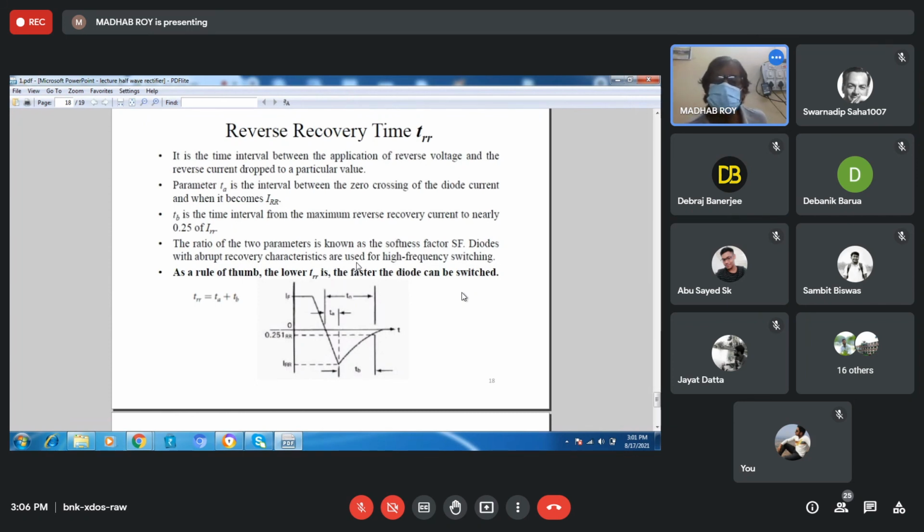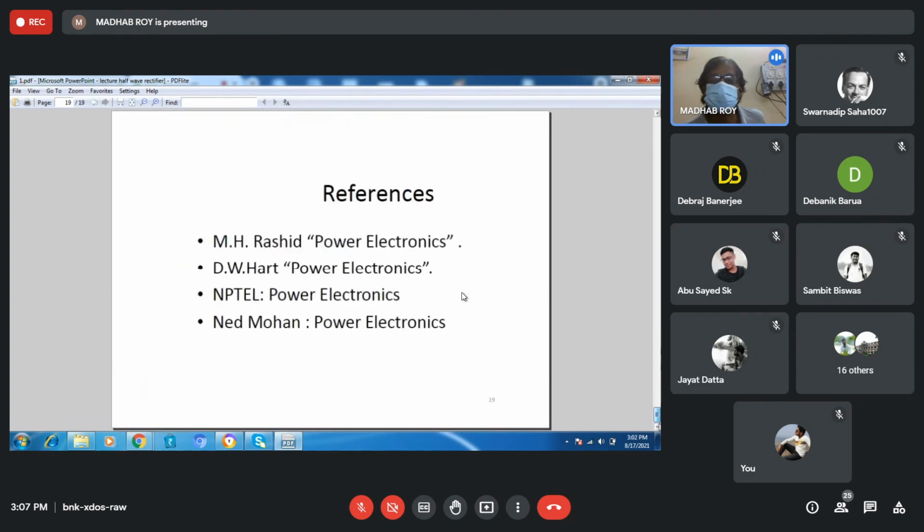That's why the reverse recovery time is very important in that respect, and it should be very small. When the reverse recovery time is very small, those kinds of diodes are called fast diodes, and this is the factor of softness. So today's class is up to this.